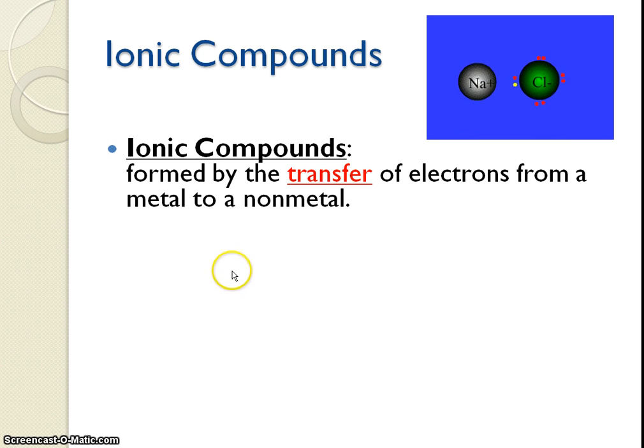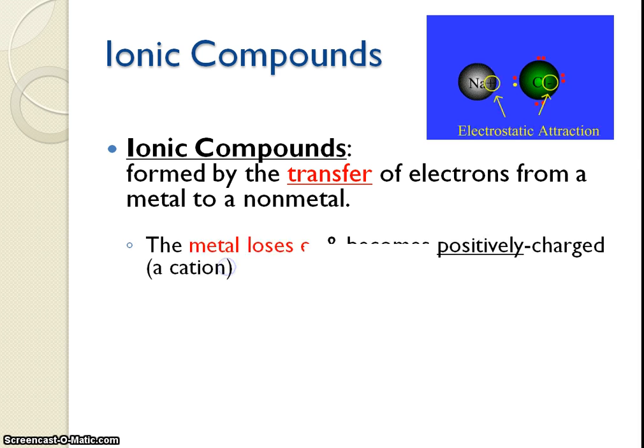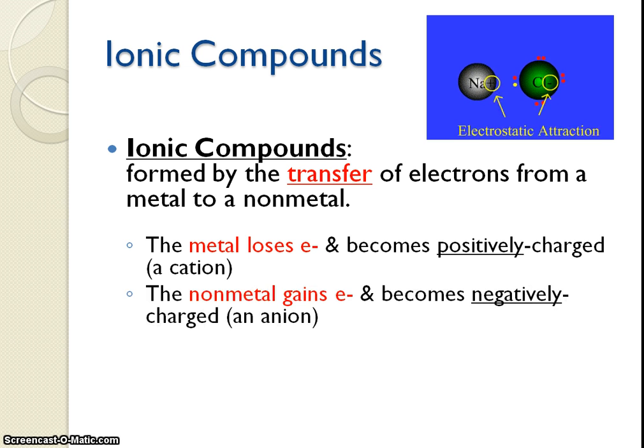So again, ionic compounds are formed from the transfer of electrons, and it always goes from the metal to the nonmetal. Since the metal is losing electrons, it's becoming positively charged. And remember, the fancy science word for that is cation. Look for that lowercase t, it looks like a plus sign. That's how you can remember it. The nonmetal is going to gain electrons, which makes it negatively charged, and we call that an anion.